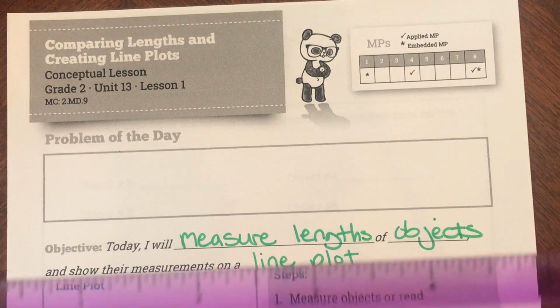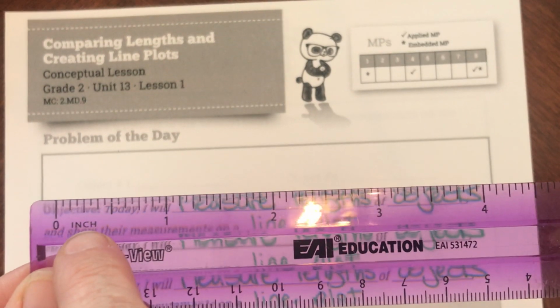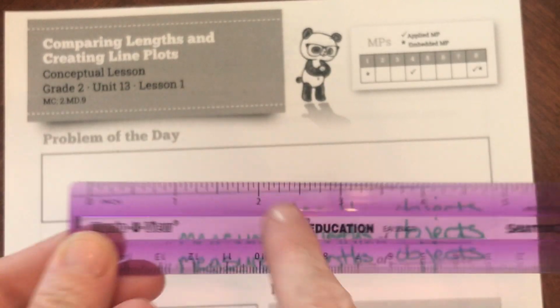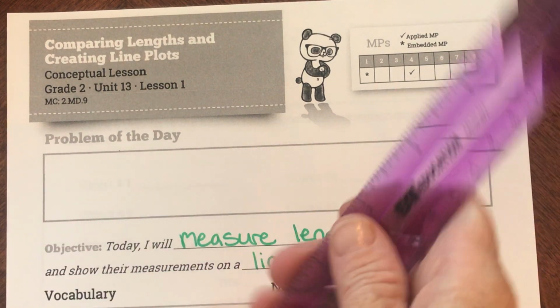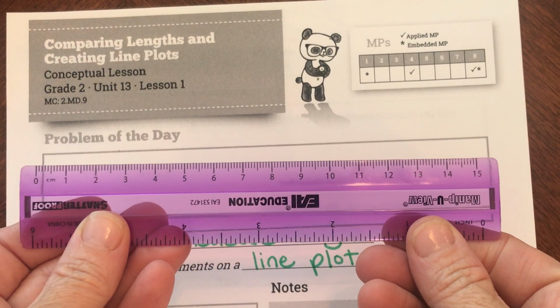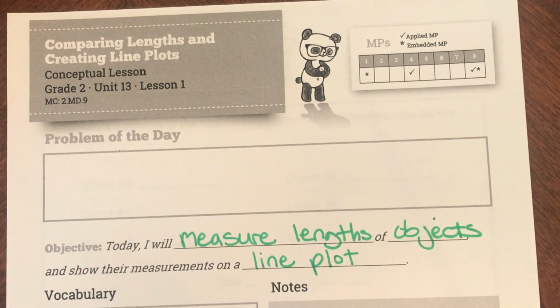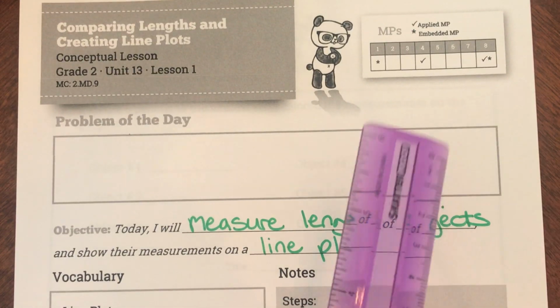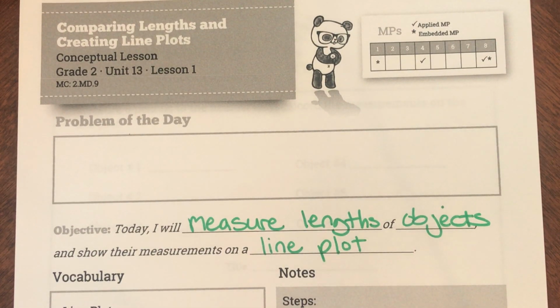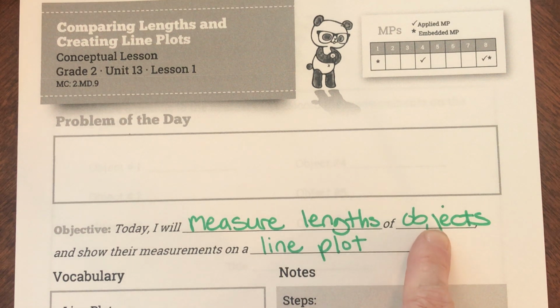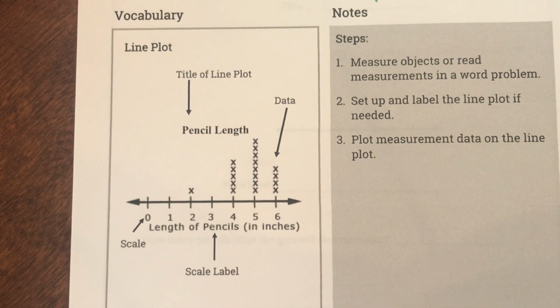Now, my ruler has an inch side, which is my larger measurement here. And then it also has a centimeter side, which is my smaller measurement. Okay, so again, you don't need one today because I will be doing all of our measurements. Our objects are going to be ribbons. You will see those in a minute. And then we're going to show our measurements on something called a line plot. So let's look at our vocabulary together.